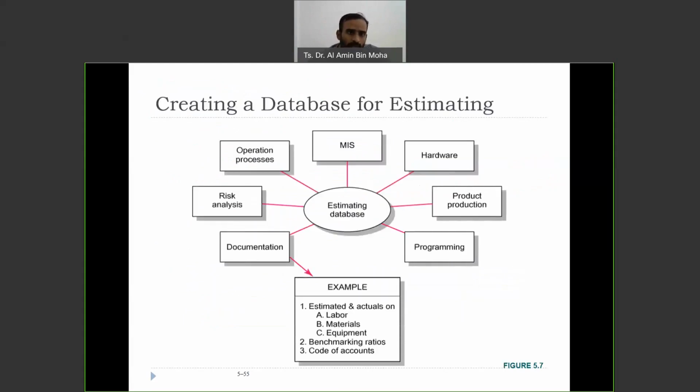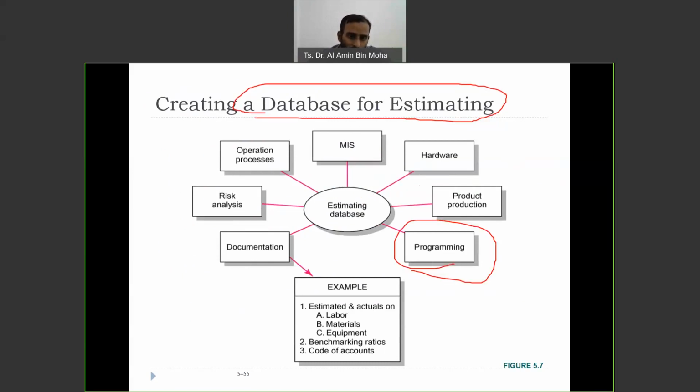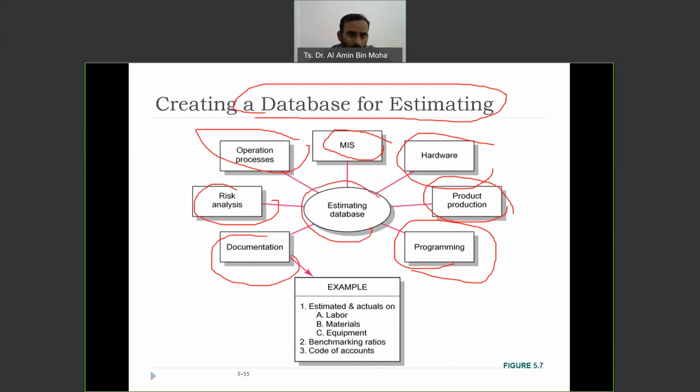And it is good to create a database for estimating. Nowadays we have estimating databases and specific software. Some companies just use Excel, considering three to four factors, but it is sometimes better to have more. You have your programming, product production, hardware, the system, manufacturing information system, operation process, risk analysis, documentation, everything. So you consider many things when you want to do the estimation. So that's the database for estimating.